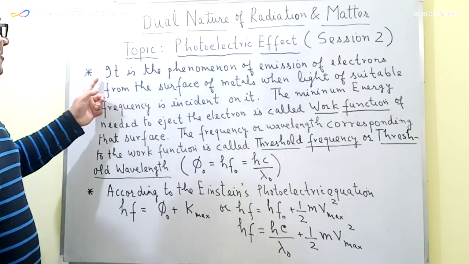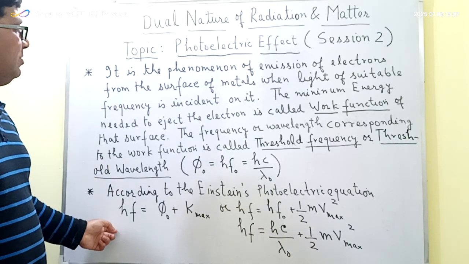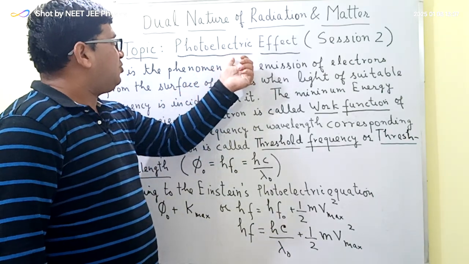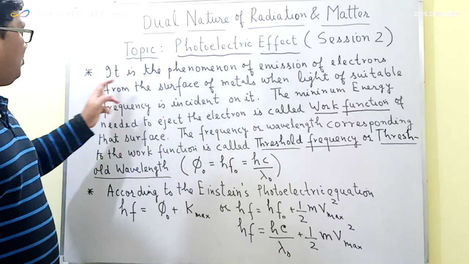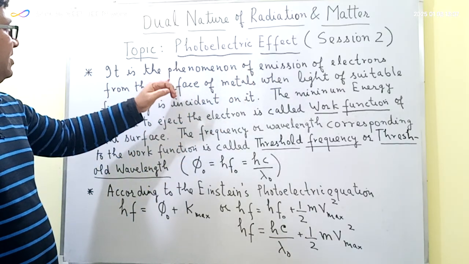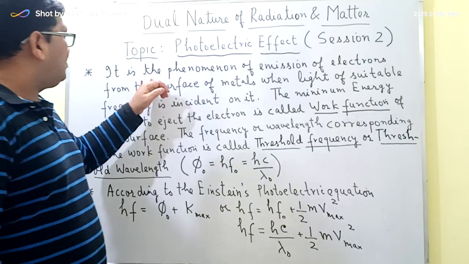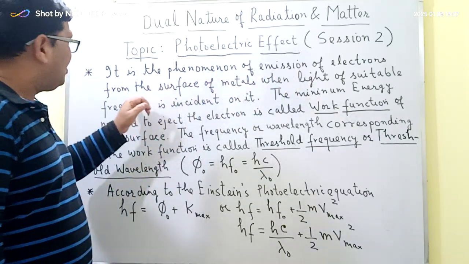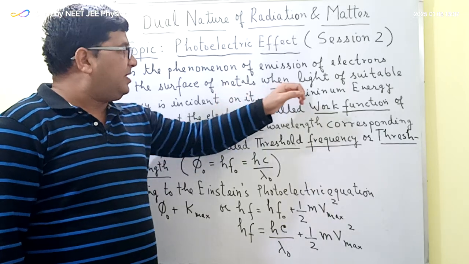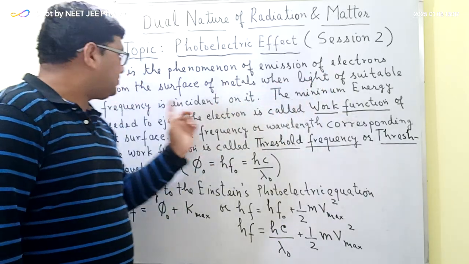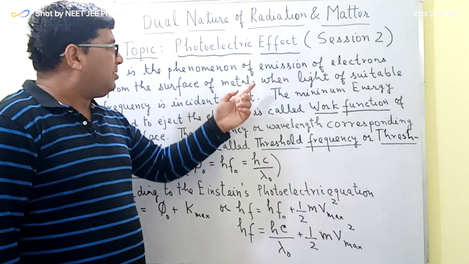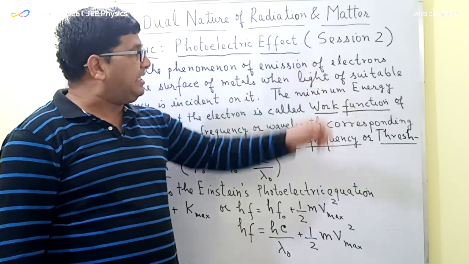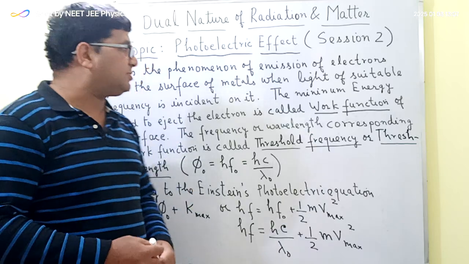Based on this topic, I have written here 2 important points which will help us to understand this topic in brief. The first point is the definition of the photoelectric effect. It is the phenomenon of emission of electrons from the surface of metals when light radiation of suitable frequency is incident upon it. These ejected electrons are also called photoelectrons.